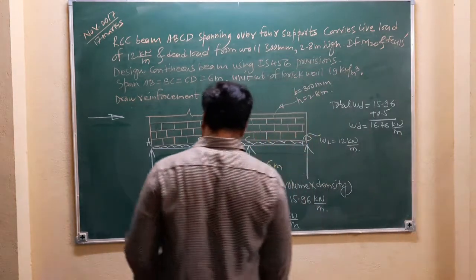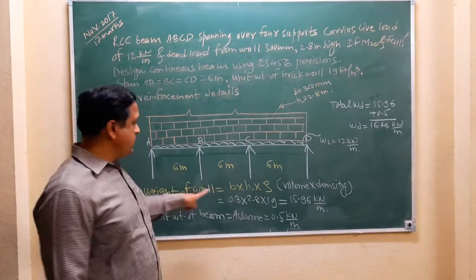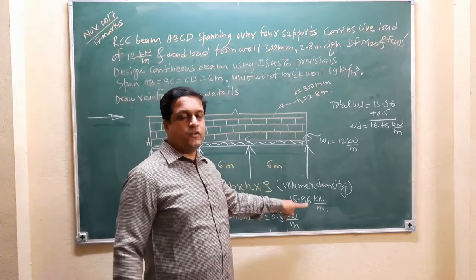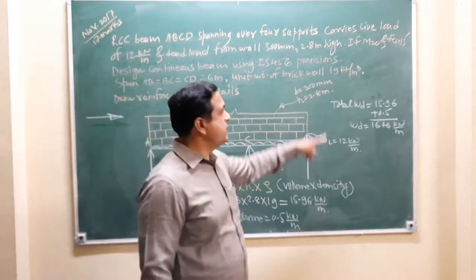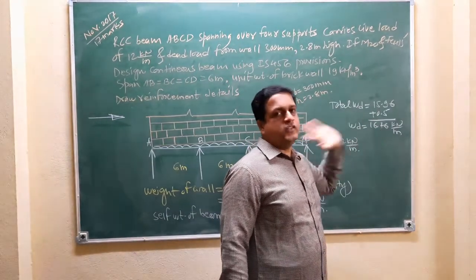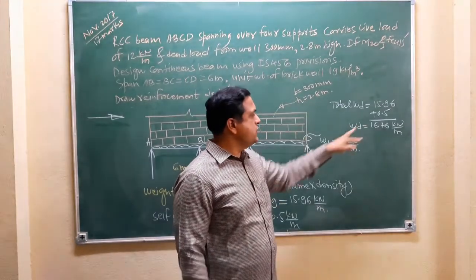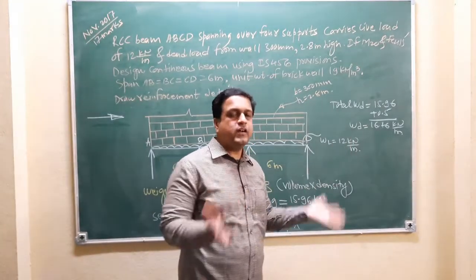By considering the self weight of a beam as 0.5 meter and weight of the wall as 15.96, if you add both these values, you get the total dead load on the beam as 16.46 kN per meter, and live load on the beam is 12 kN per meter. Using these two loads, now you have to design the continuous beam.